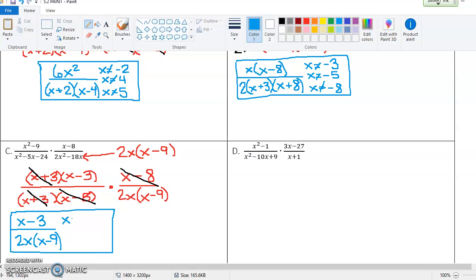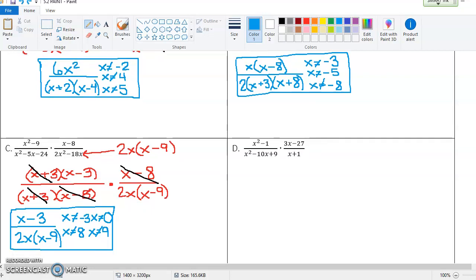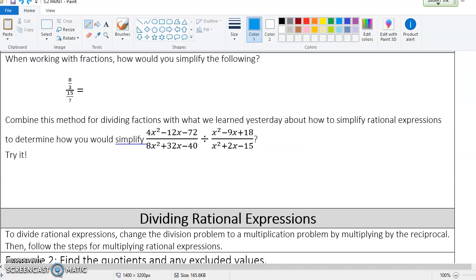And then there are actually 4 things that x cannot be. So 1, 2, 3, 4. I'm looking at the denominator and I'm looking for all of the things that you could plug in for x that would cause the denominator to equal 0 on any of the fractions. So I found negative 3, 8, 9, and it actually turns out the 4th one would be 0 because if I put 0 in right there, 2 times 0 is 0, and anything times 0 is obviously 0. All right. I'm going to leave letter D to you, and we are going to get to dividing.